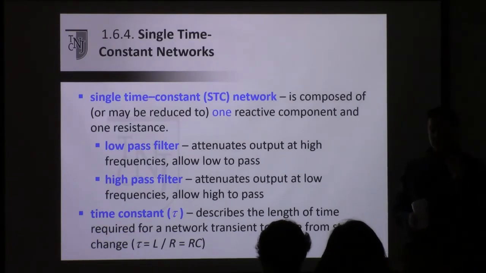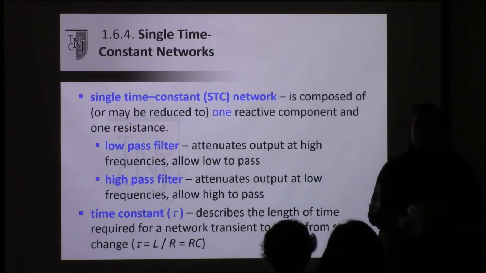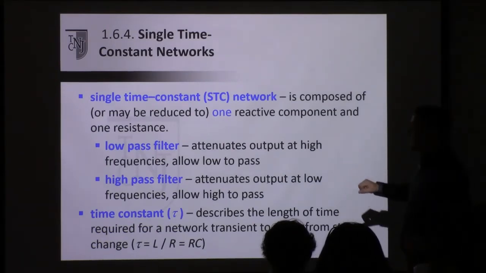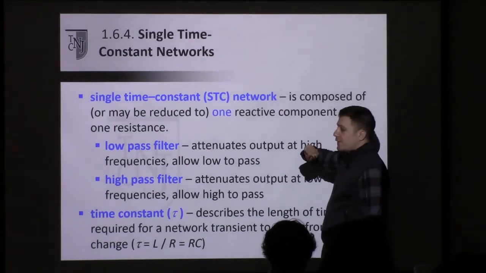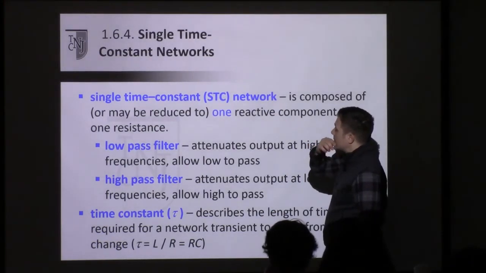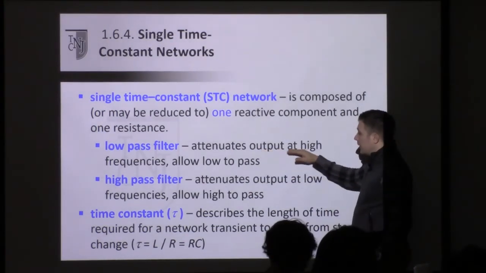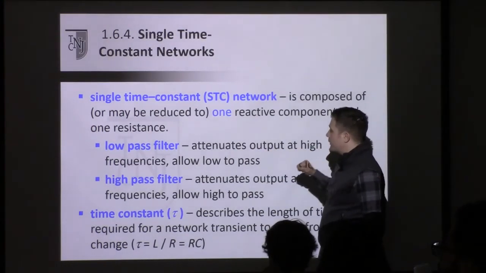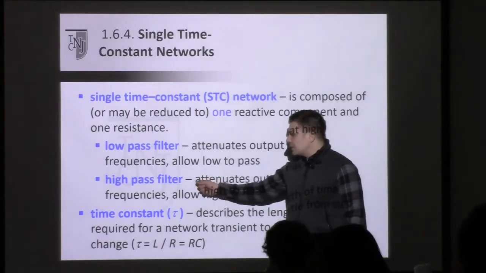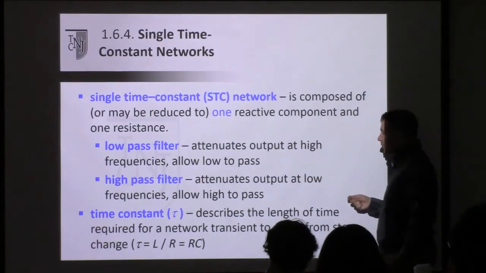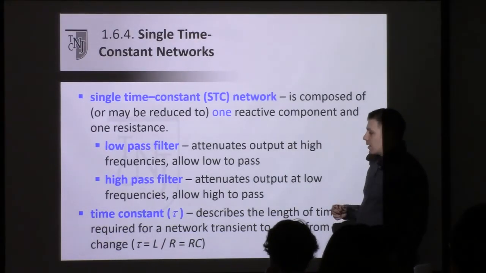And that was one where we had RLC, and we saw that the math was different. But low pass and high pass filters are single time constant, first order, represented by a first order differential equation. Okay, so a low pass filter, as you already well know, attenuates output at high frequencies and allows lower frequencies to pass. A high pass filter attenuates output at low frequencies and allows higher frequencies to pass. So they are opposite of one another.